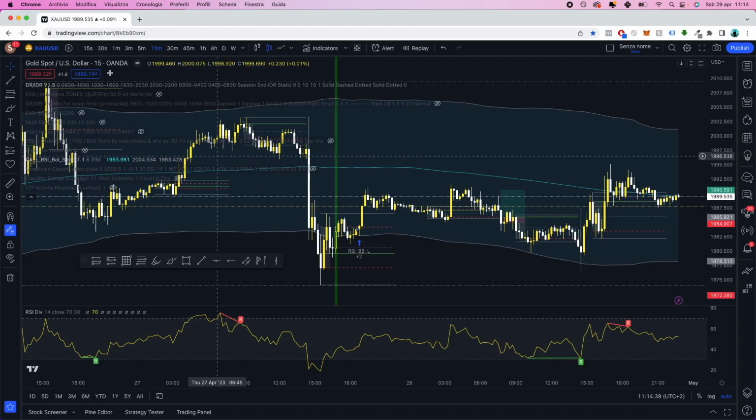Okay guys, we are here with the gold, and with my strategies I'm going to use the RSI, the Bollinger Bands and also the ATR. So the expert works in this way.